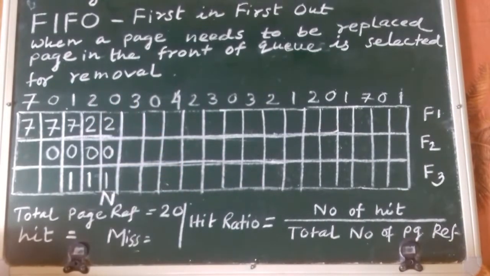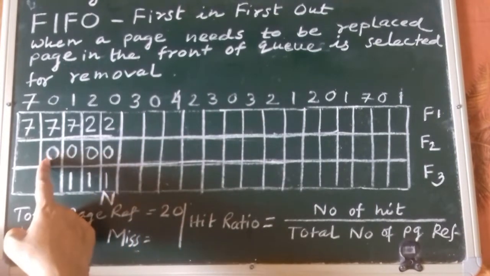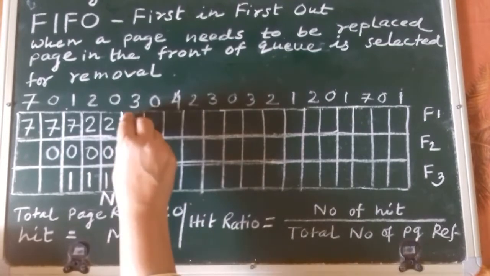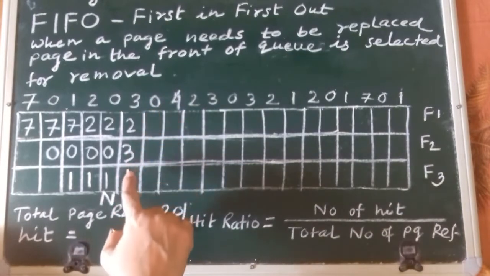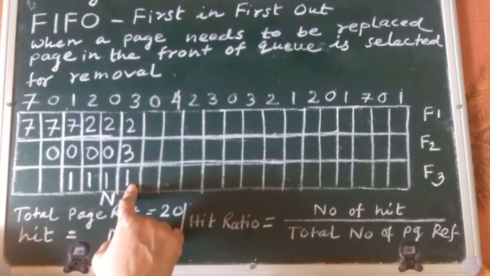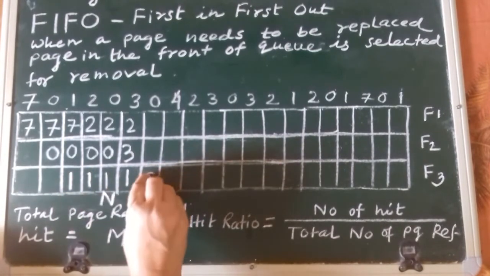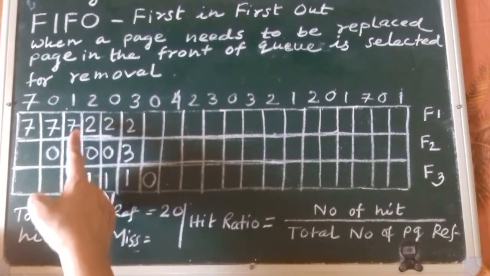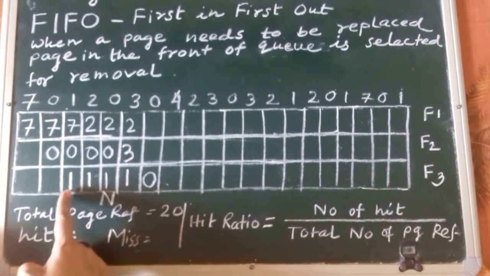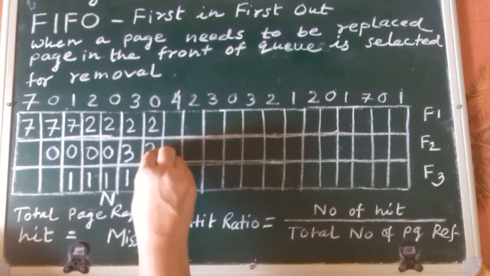Now we need page 3. Is page 3 present? No, not present. Which one should be replaced? It should be replaced with 0 because 0 has entered first, so I will replace 0 and keep the remaining as it is. Now the next reference is for 0. Which one entered the memory first? 1 entered first, so 0 will replace 1. See, you can count: 3 1s, 2 2s, 1 3. It is very clear that 1 will be replaced by 0. The remaining will be the same, 2 and 3.